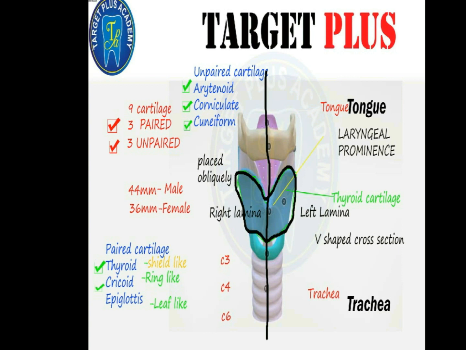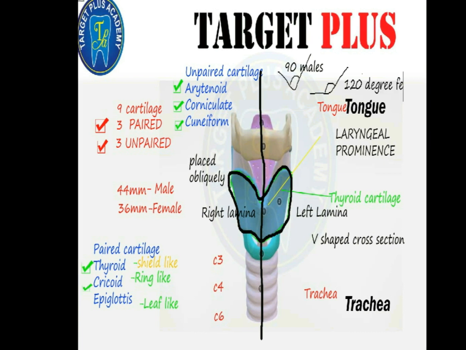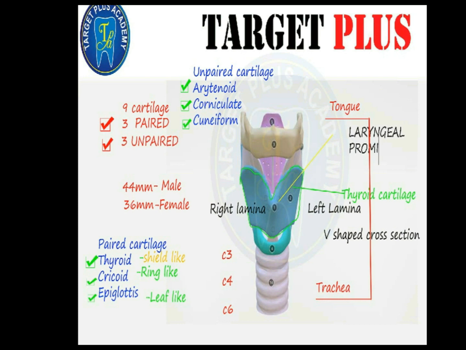Their posterior borders are far apart, but the anterior borders approach each other at an angle of 90 degrees in males and about 120 degrees in females. Now the lower part of the anterior border of left and right lamina fuse and form a median projection known as laryngeal prominence. So this number 1 represents the laryngeal prominence.